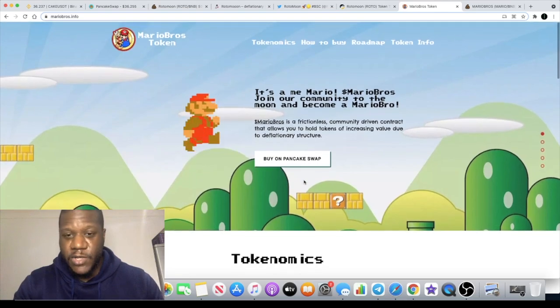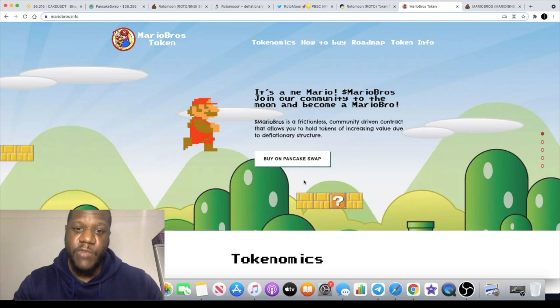These are community tokens, all right? So it takes a community to get involved and do their part. And that's what I like about Mariobros. They're doing their thing, all right?